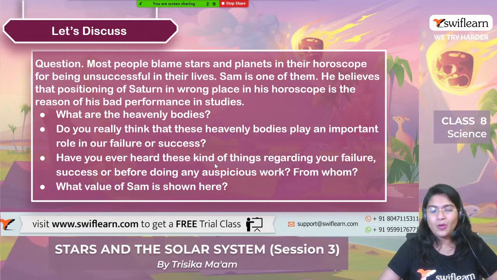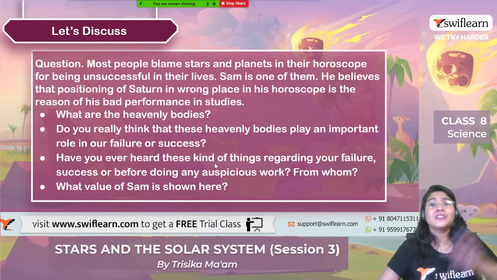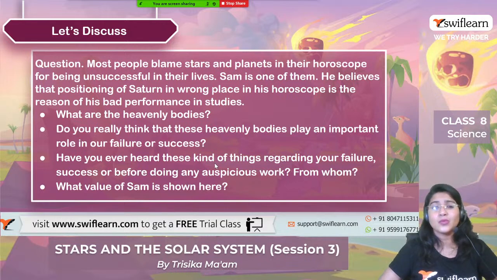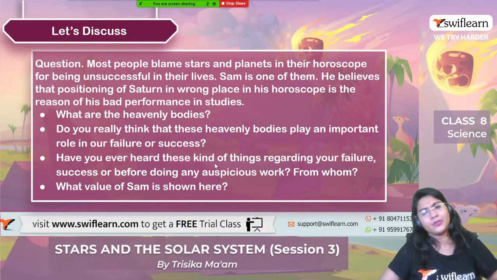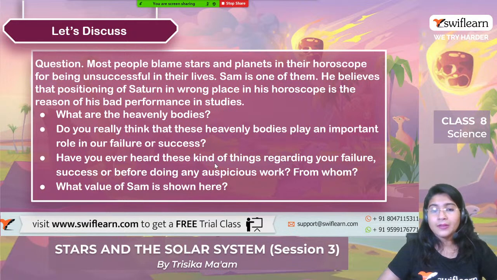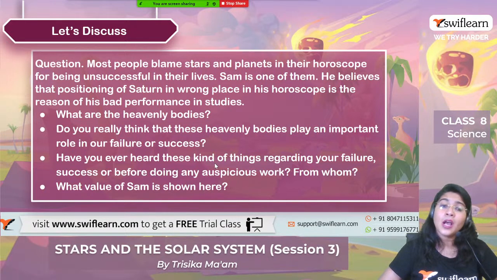Okay, so all the different bodies, which are the celestial objects, which include the sun, the earth, the other different planets, as well as the satellites which are continuously present in the solar system, or in the universe, we can also say, they are the different heavenly bodies. Okay, now, do you really think that these heavenly bodies play an important role in our failure or success?